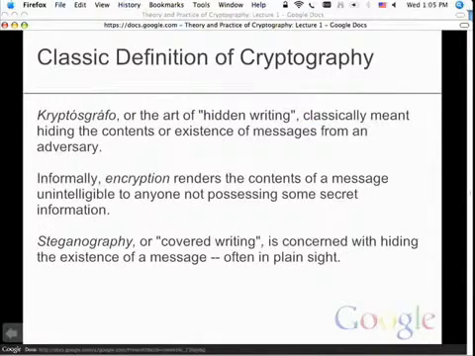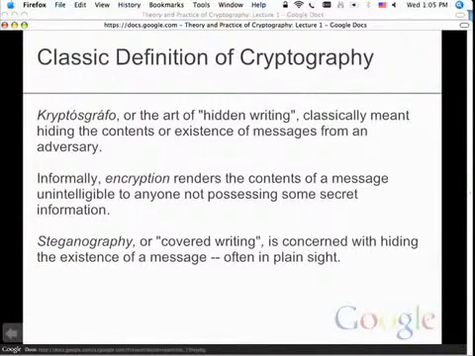So, getting started, what is cryptography? The classical definition is that the roots of the word are secret writing. And historically, this has been just keeping messages secret. So it's a military type thing where you want to send messages out to the field and don't want your adversaries to intercept them and know what's going on.